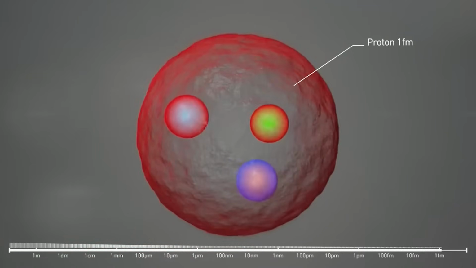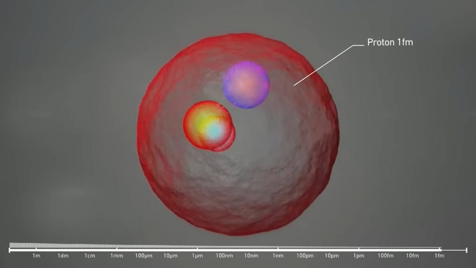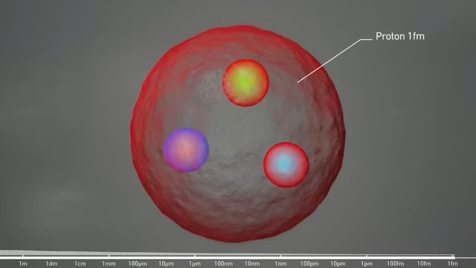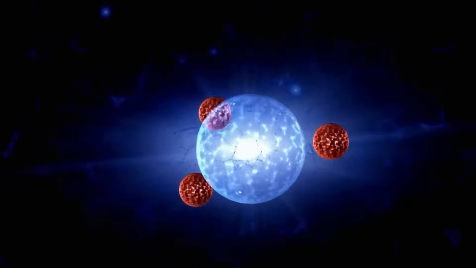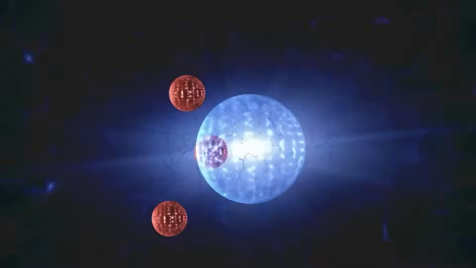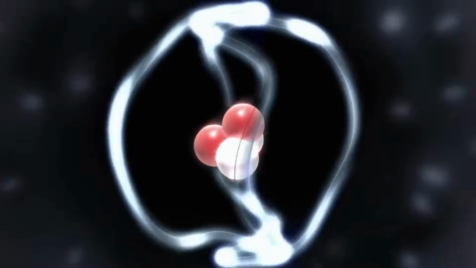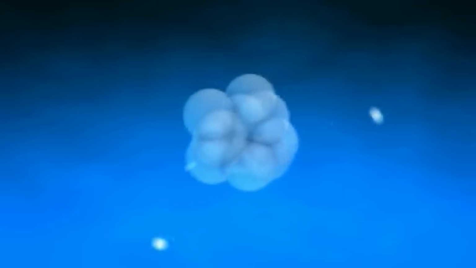Protons were traditionally understood to be composed of 3 quarks, 2 up quarks and 1 down quark. These quarks are bound together by gluons, which mediate the strong nuclear force. This model has been supported by numerous experiments and has formed the basis of our understanding of nuclear physics. However, recent experiments have suggested that this picture might be incomplete.